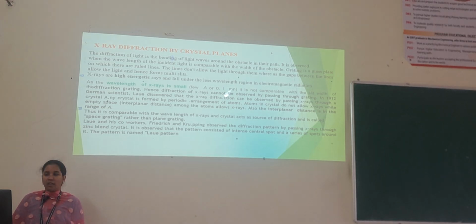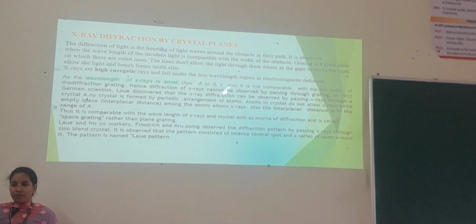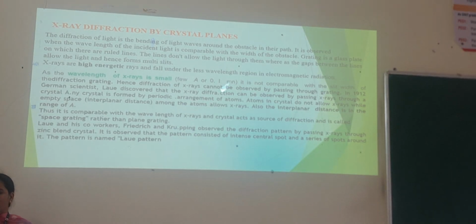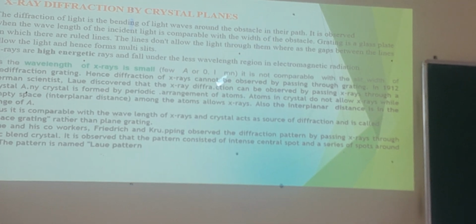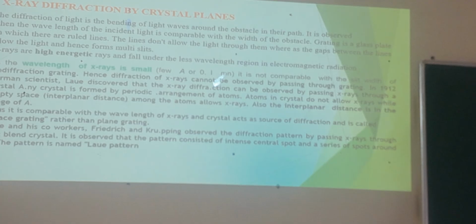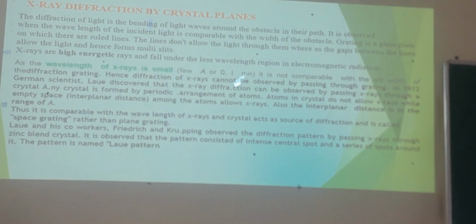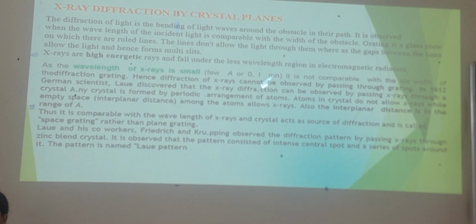In 1912, a German scientist, Laue, discovered that X-ray diffraction can be observed by passing X-rays through a crystal. We can see that atoms in the crystal do not allow X-rays through, while the empty space among the atoms does. Thus, the spacing is comparable with the wavelength of X-rays, and the crystal acts as a source of diffraction, which is known as a space grating.